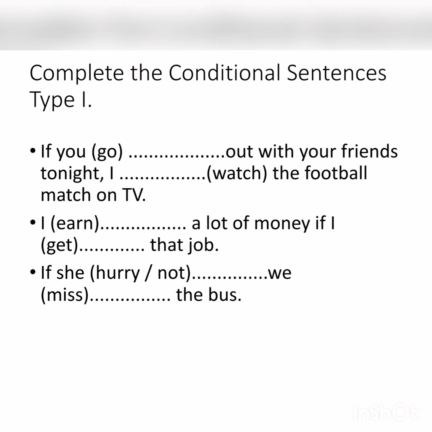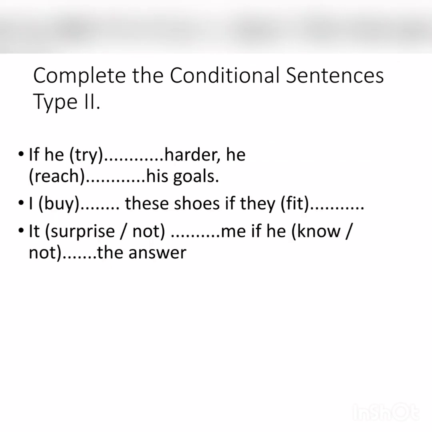So, can you solve the other 2? I dash a lot of money if I dash that job. If you dash, we dash the bus. I hope you got them. Then, now move on to conditional sentences type 2. If he try dash harder, he dash his goals. What were conditionals type 2? Yeah, it was simple past with would. So if he tried harder, he would reach his goals. Yeah, I know you can solve the rest of the 2.